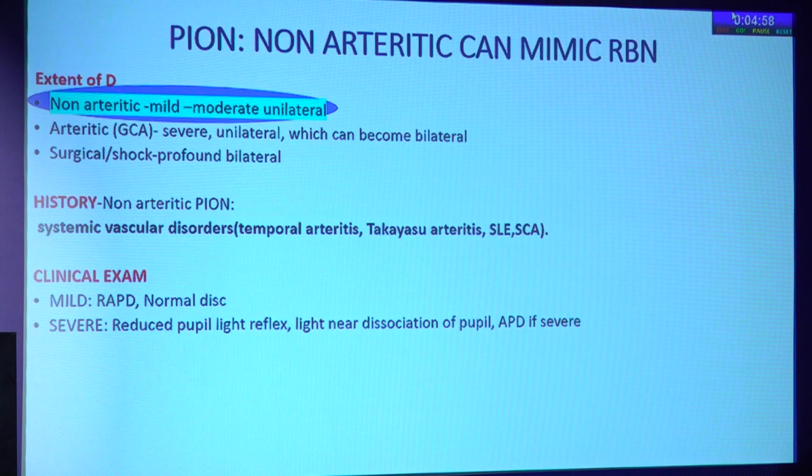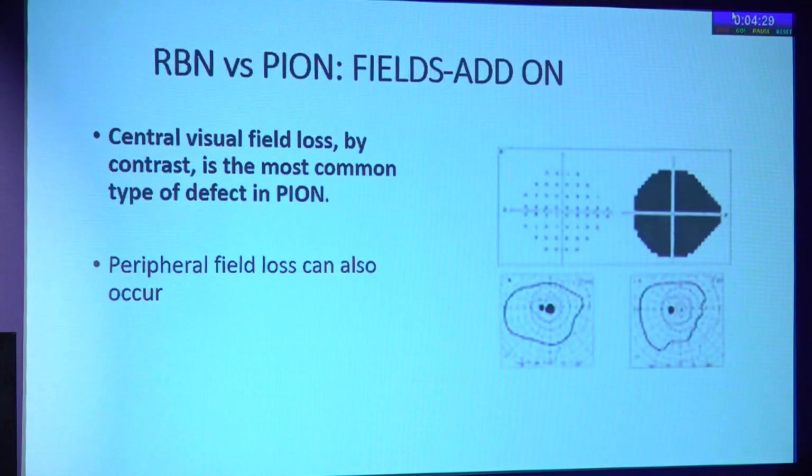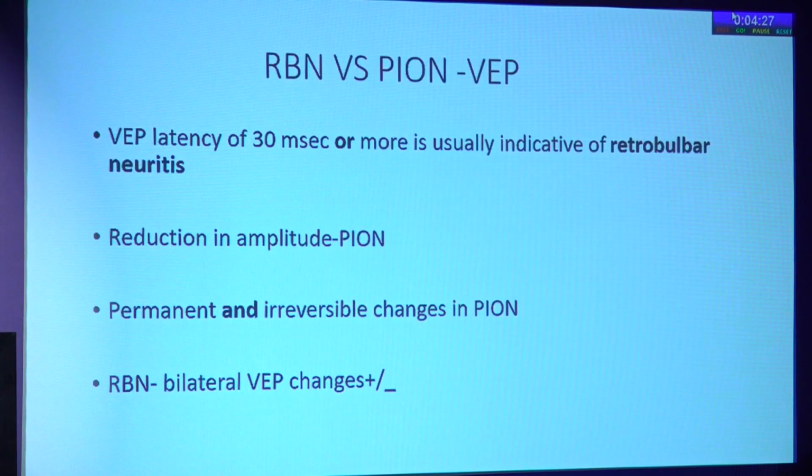All I want to highlight here is that generally when we say PION, we think of the arteritic type of PION. After surgery or after trauma, generally in the ICUs, we see gross defective vision due to a probable PION. But here I'm talking about a PION which is non-arteritic, and the patient can very well walk into your OP with a moderate defective vision and an RAPD and a normal disc. So don't always think it is RBN. There are some other things also you should be looking at.